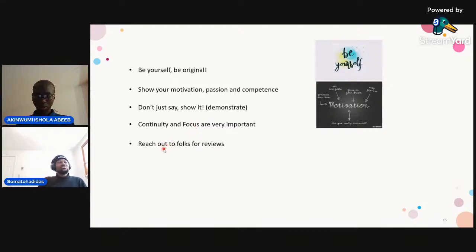And then reach out to people for reviews. It's very, very important to reach out. I also want to give a caution: when you are applying and you want people to review your letters, don't send your letter to them when it is already 1 day, 2 days, 1 week, even sometimes 2 weeks to the deadline, and start pressuring those people you want to help you with the review. They also have so many things they are doing.